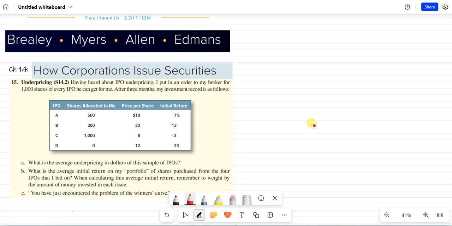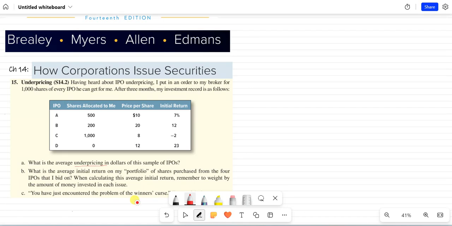The broker participated in 4 different IPOs. IPO A, he got 500 shares, each share priced at $10, and initial returns were 7%. And similarly B, C, and D. So let's come to the requirements. What is the average underpricing in dollars of this sample of IPOs?